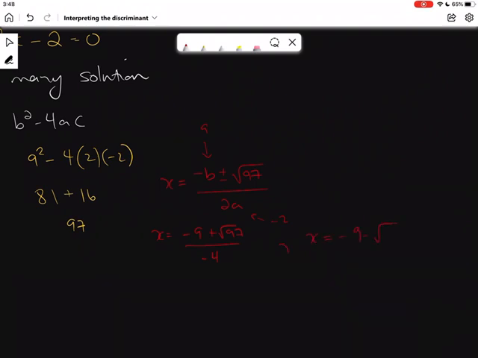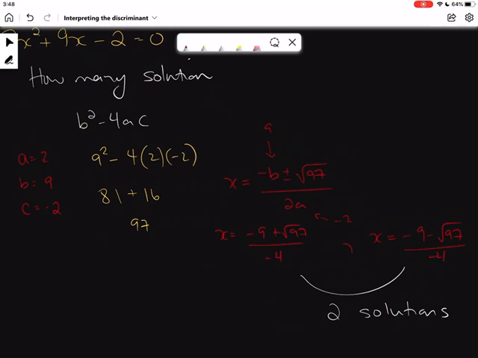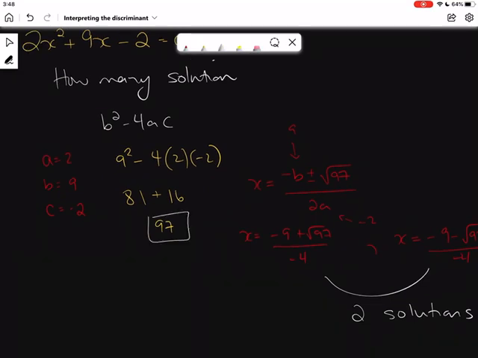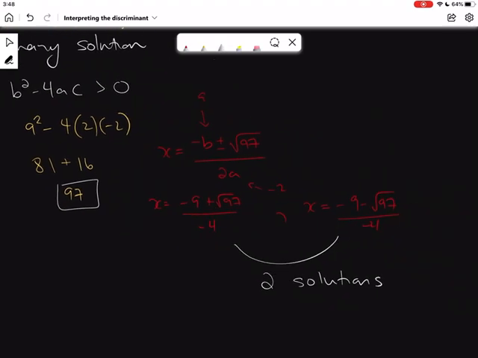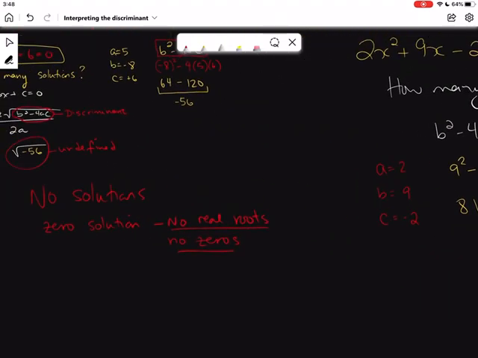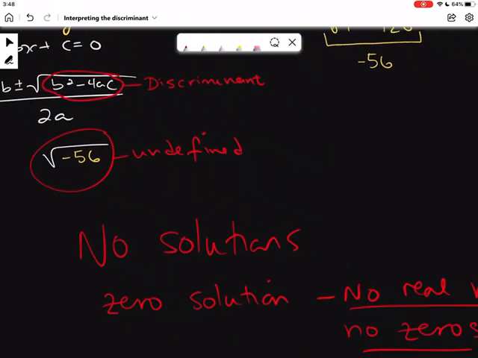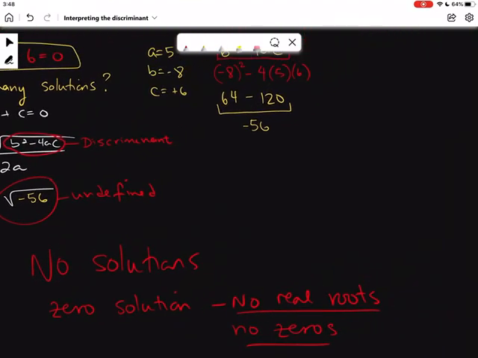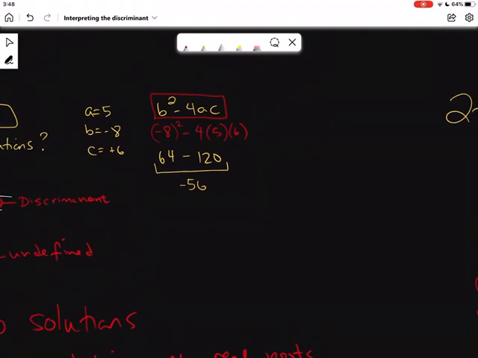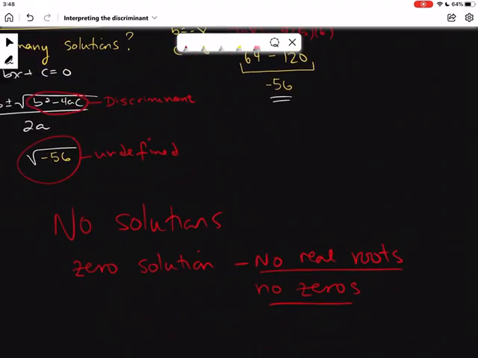And then I also have this situation where I'm taking away root 97. So that results in 2 solutions. Okay, so if you notice, here's my number 97, and that was greater than 0, and I got 2 solutions. Here, when I did this earlier, my discriminant, my b squared minus 4ac, is a negative number. This was less than 0, and I got no solutions.